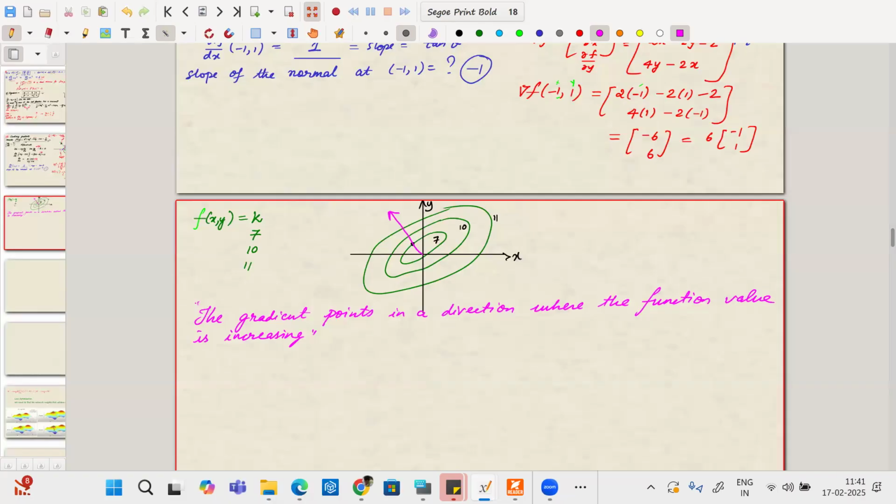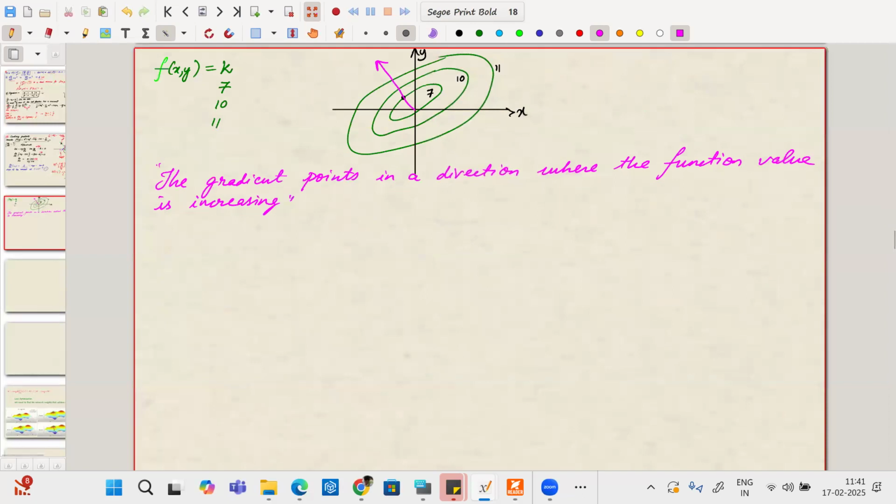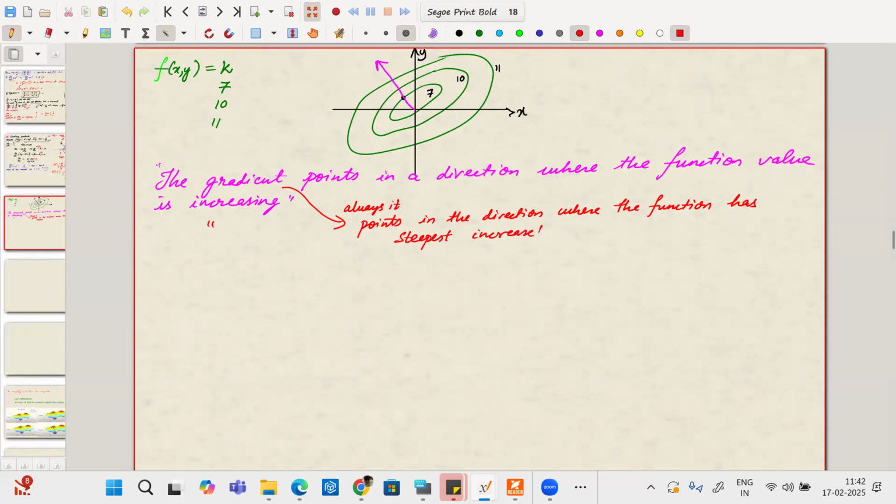Okay, but the gradient is something more special. It not only gives you the direction where the function value is increasing, rather it is something stronger. I will write it in red. This is the stronger statement: the gradient always points in the direction where the function has the steepest increase. The direction of the gradient is such that it points where your function increases in the steepest way. That's the speciality of the gradient.